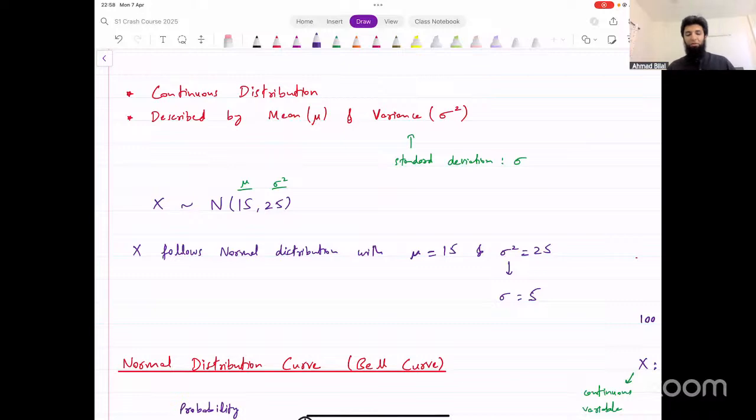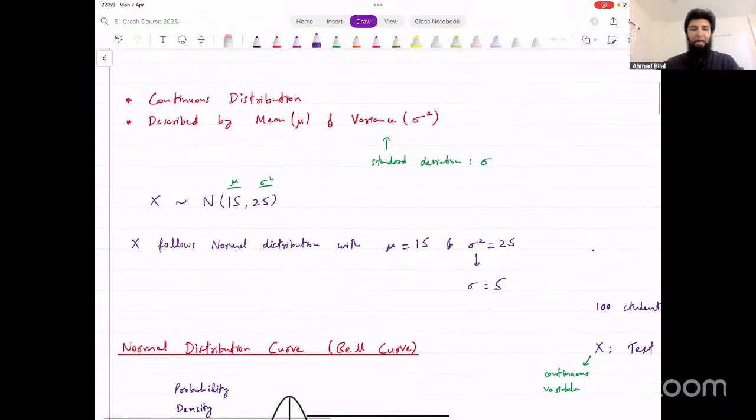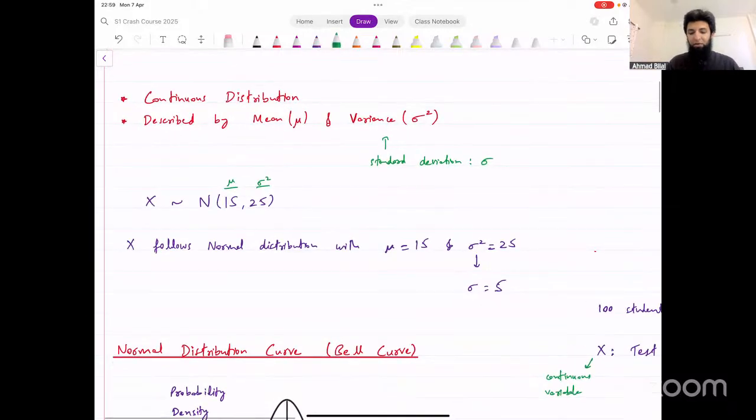Okay, so a normal distribution is described by mean and variance, right? That's what we discussed. This is the notation that we have. If you have something written like this, N, and then inside the brackets, two numbers, the first number always represents the mean of the distribution. The second number represents the variance. And since in the calculations we often have to use standard deviation, if you want to find that, you can take the square root of the variance and that gives you the standard deviation. Okay, that's what we discussed.